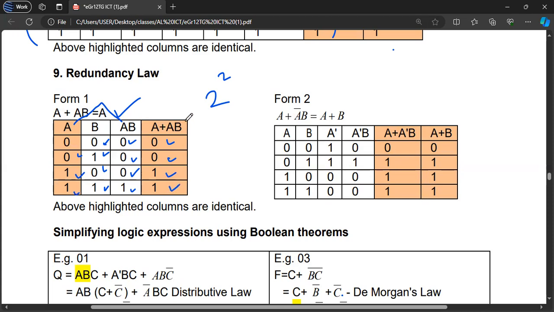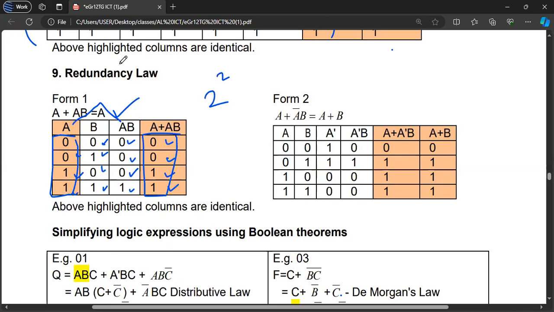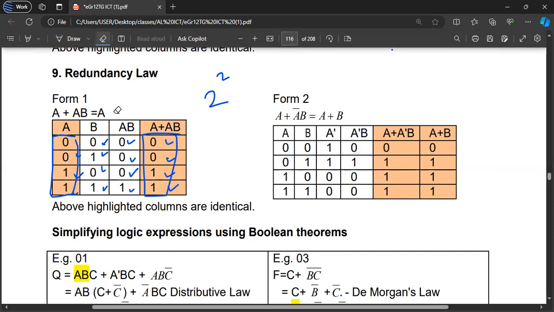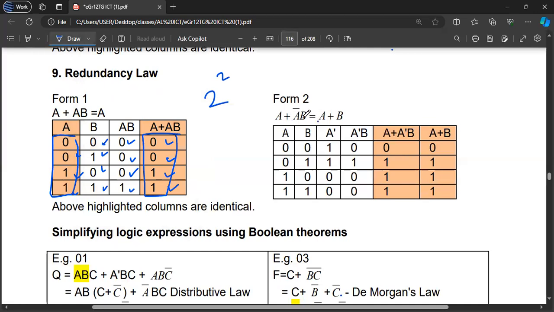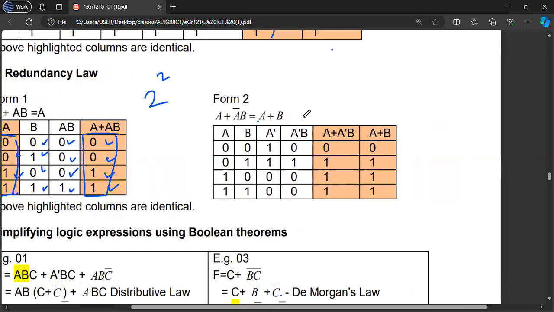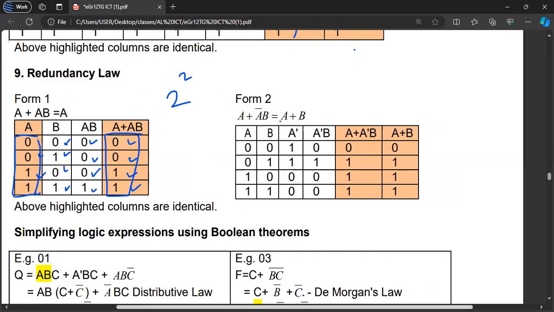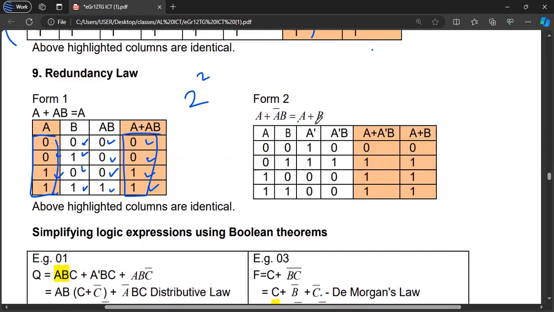Now look here, guys. So A plus AB, this one, and A. Aren't they same? They are same. So that's why it is stated A plus AB is equal to A. That is the first form. Then the second form states that A plus A bar B is equal to A plus B. How? A plus A bar B is equal to A plus B.